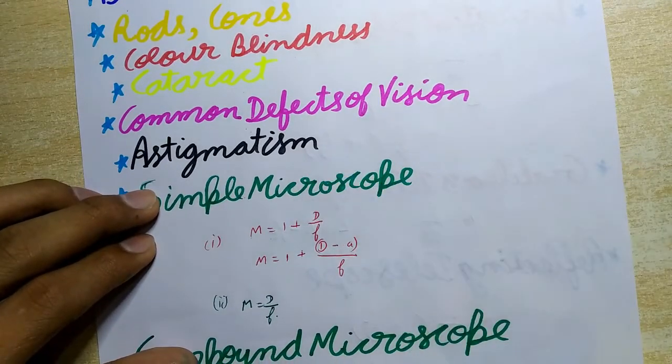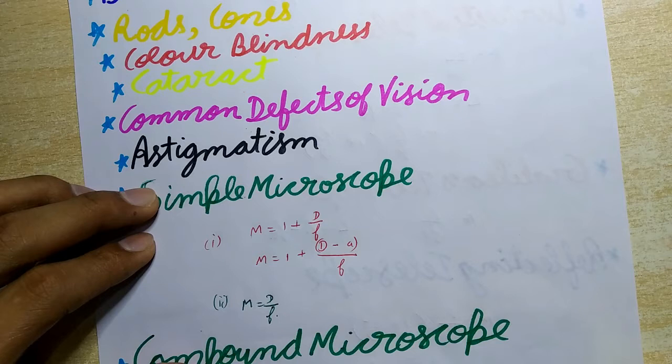So astigmatism, let's understand what this is. It is a defect of vision in which a person cannot simultaneously see both horizontal and vertical views of an object with the same clarity. It is due to the irregular curvature of the cornea. It can be corrected by using a cylindrical lens.